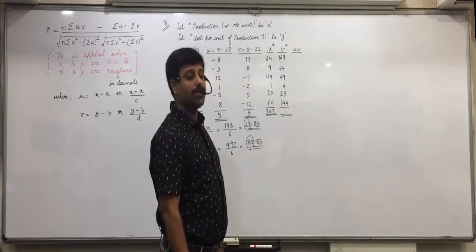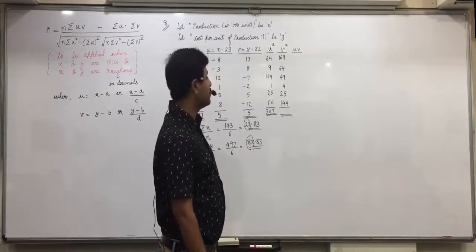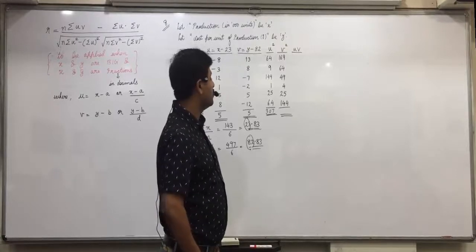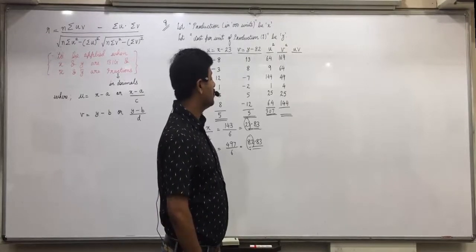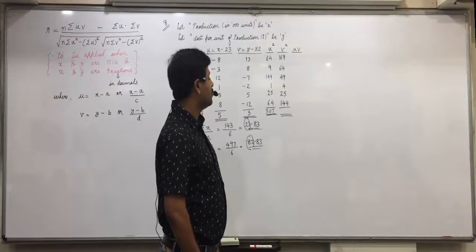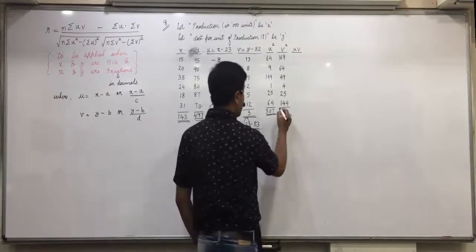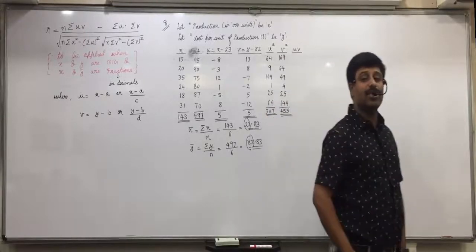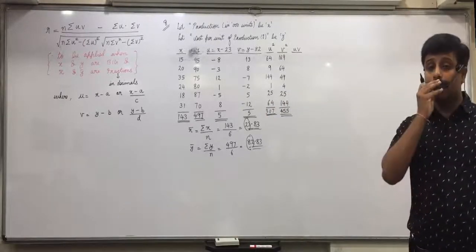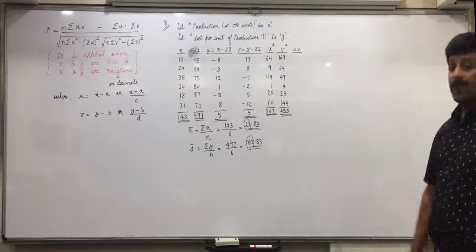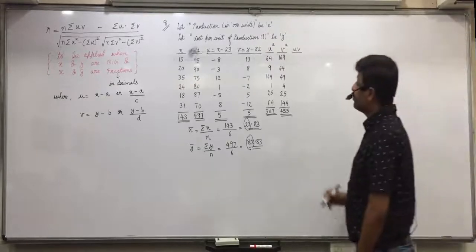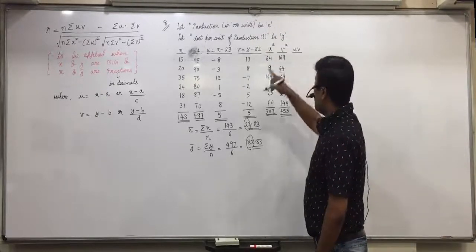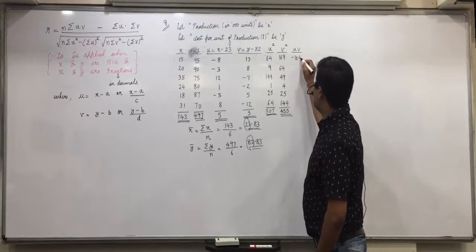Tell me the total also. 455. Sit down. Is everyone clear with this? Yes. Any confusions? And now UV. Minus 8 into 13 will be minus 104.